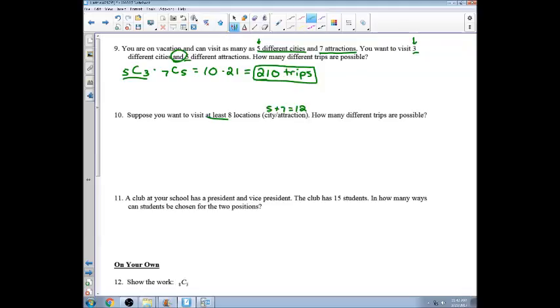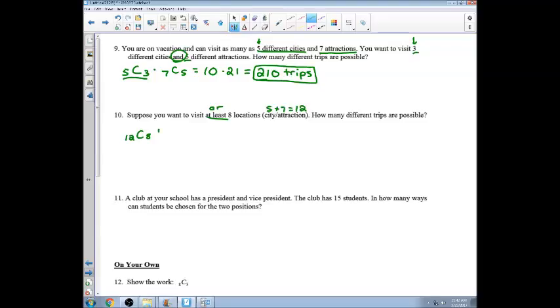A couple things happen here when I see the words at least. First thing is, this is going to be an OR problem. So I know I'm going to add in between my combinations. The second thing is, I have a lot of choices here. If I want at least 8 locations, well, I know that there's 12 possible locations, right? So to choose 8 of them, I would have 12 combination 8. But it says at least, so that's the minimum I'm going to do.